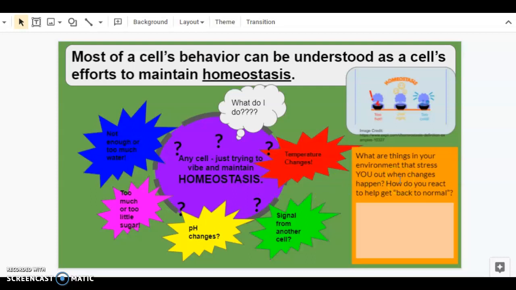Stop and think for a minute about things in your environment that stress you out when the changes happen. And how do you react to help get back to normal? When you're ready, you can unpause the video and continue.